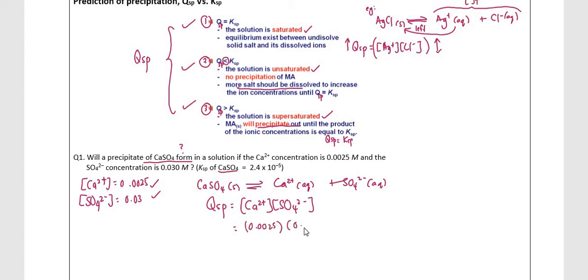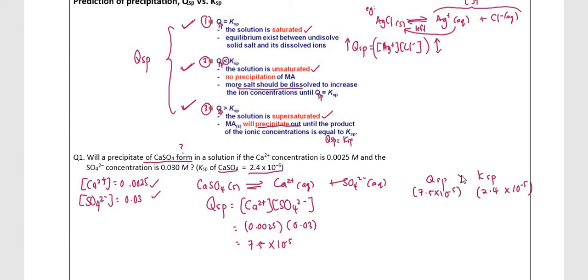and concentration of sulfate. The value is 7.5 exponent negative 5. So, after you get the value of QSP, you have to compare, because you want to check which condition it achieves. Alright? QSP, KSP. QSP is 7.5 exponent negative 5. KSP is here, 2.4 exponent negative 5. Then you compare which one is greater or less.